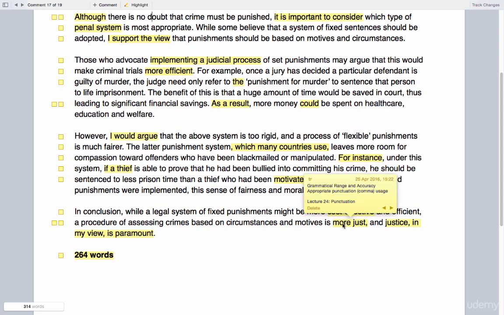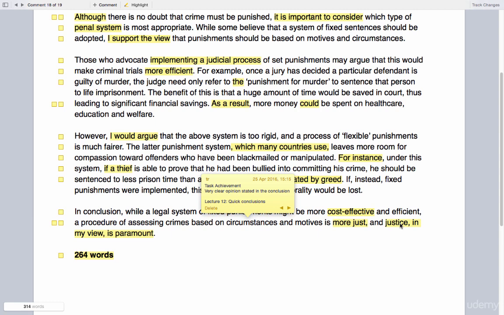"More just," comma. Notice the comma here, that's what we want to focus on. Punctuation is a very important aspect of grammatical range and accuracy, and you can learn about punctuation and how to use it accurately and effectively in Lecture 24. "Justice, in my view, is paramount." Again, we are very clearly presenting an opinion with the language "in my view." This helps us to address the need for a clear position presented throughout the response, a requirement of task achievement in Band 7. And you can learn about how to do this in Lecture 12, quick conclusions.